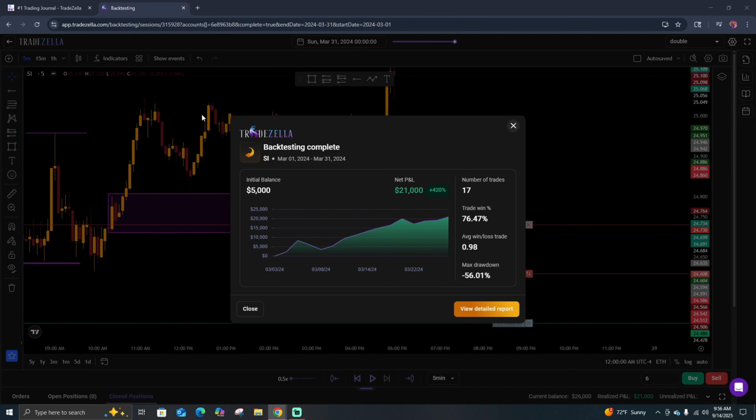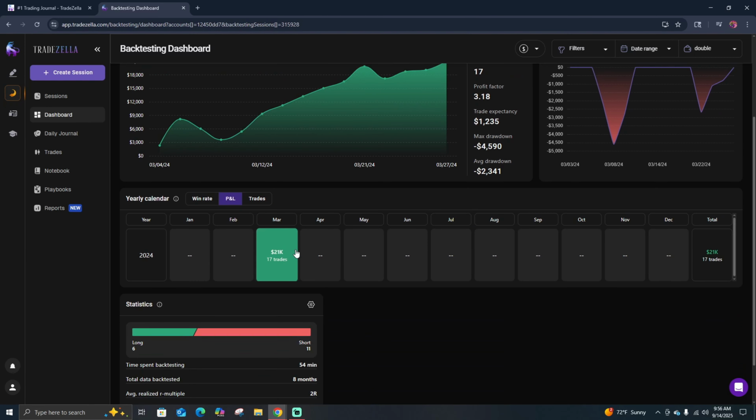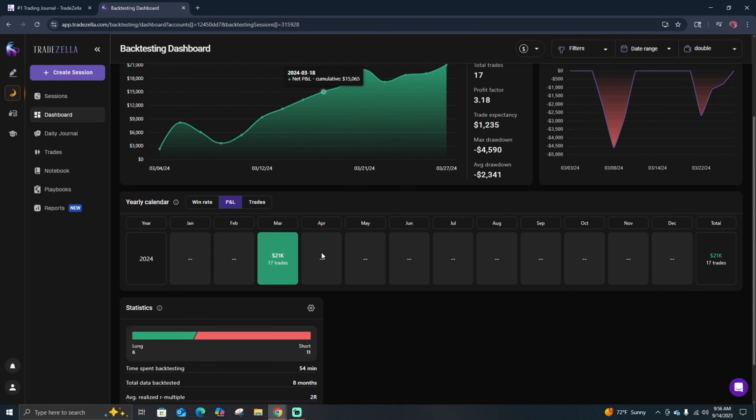So these are the results, y'all. Y'all seen it. 76% win rate. Took 17 trades. Started with 5,000, up 21,000. 17 trades in March, 21K. We won 13, lost 4.